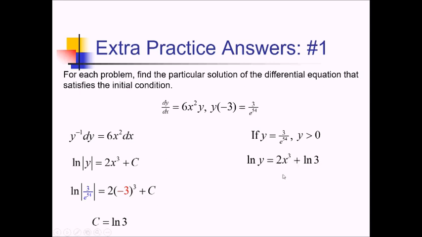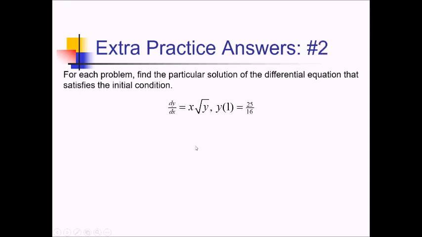Now I have to isolate y. To do that, I'm just going to raise e to both sides. That gives me y equals e to all this stuff. And as one extra optional step, I could split up this expression into e to the 2x cubed times e to the ln of 3. And e to the ln of 3 is just 3. So this just becomes 3 e to the 2x cubed.